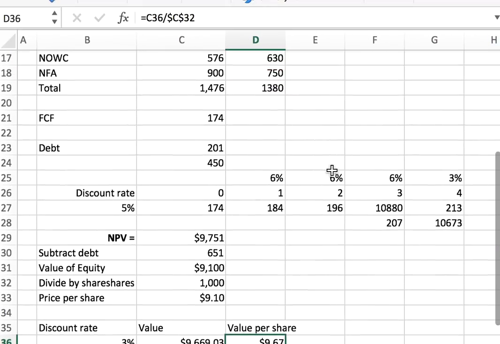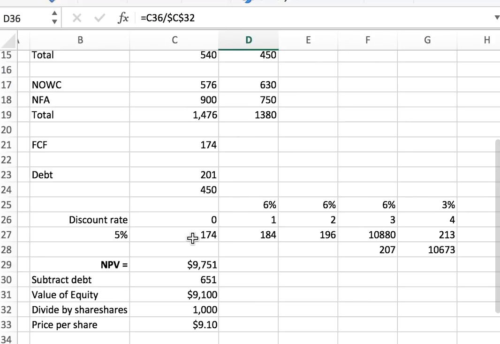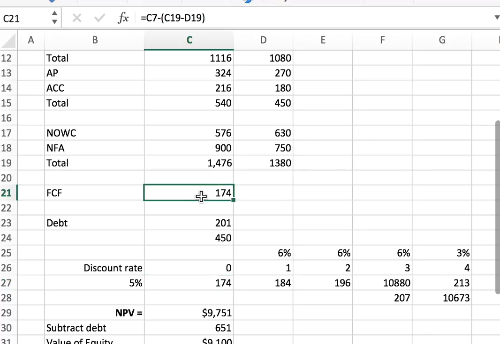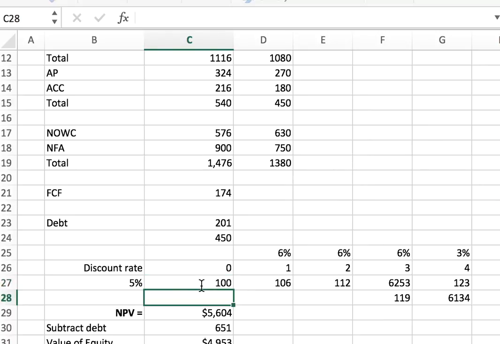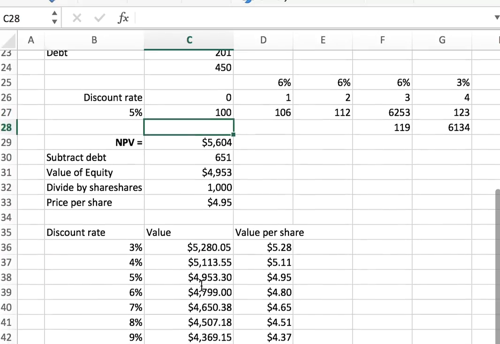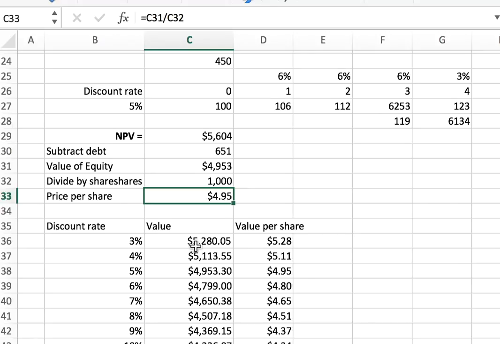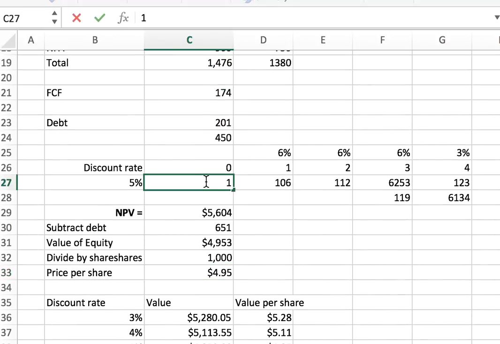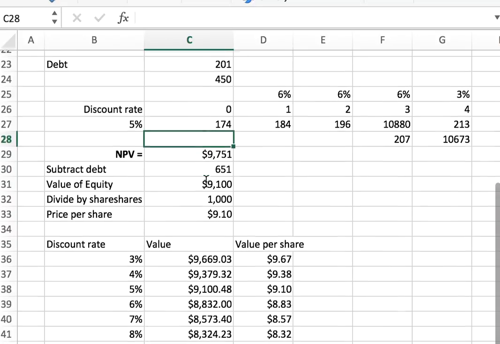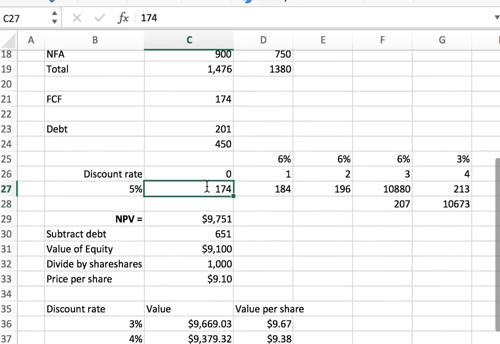And now you can see why, when companies miss earnings, if I just change this 174, which is up here at 221, and I change it to 100, what happens to the price? Well, the price all of a sudden changes to $4.95. So at 174 million in free cash flow, we're at 9.10. I drop that free cash flow down a little bit. It doesn't even have to be very much. Let's just take 10% off of it, or $17 off of 174.